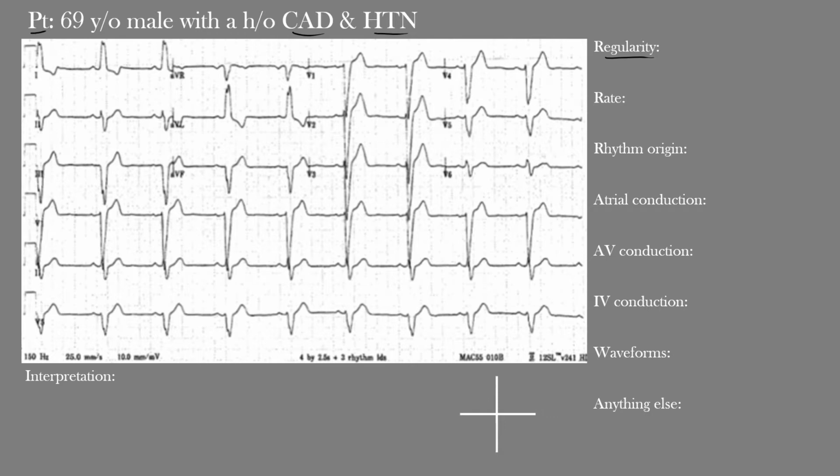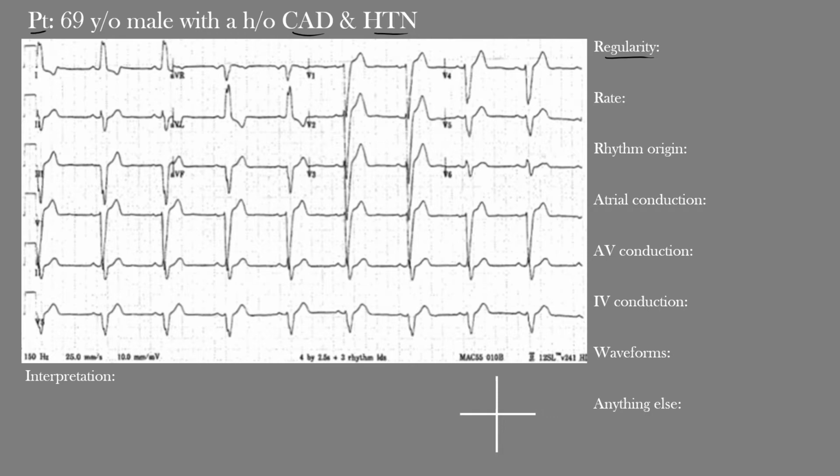Okay, so we have our 69-year-old male with a history of coronary artery disease and hypertension, and he comes to us with this EKG. So first, we're going to look at what is the regularity of this rhythm. Well, on first impression of the EKG, you probably notice that the rhythm appears quite regular. In fact, this is a regular rhythm.